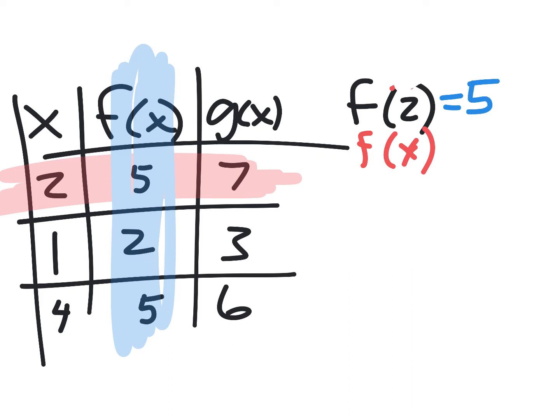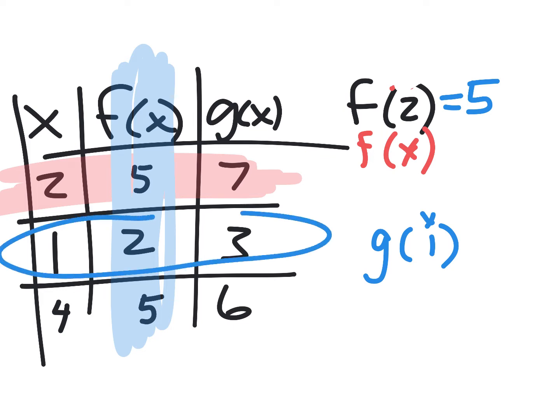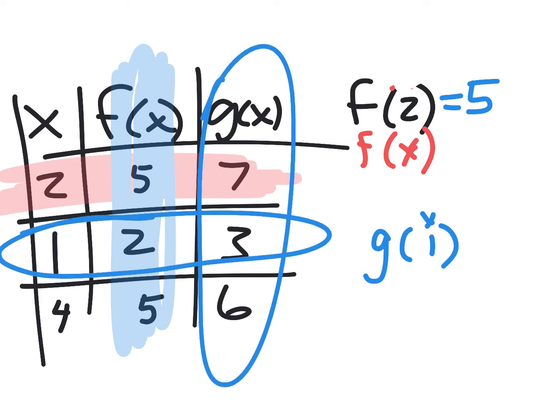Get how that worked? What if I wanted g of 1? Everybody find it. Well, here's where x is 1. They're saying x is 1, so here's where x is 1, and then it's g of 1, and I overlapped them with 2 blue circles, and there's the overlap. The answer is 3. Does that make sense to you? Thank you. Okay, let's do one more.